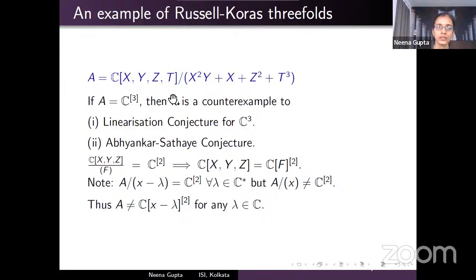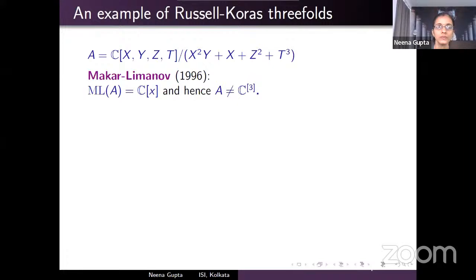Here, if I call this polynomial F, sorry, if this ring A is a polynomial ring in 3 variables, and small x denotes the image of capital X, then all the non-zero fibers, x minus lambda, are the affine 2-space. However, clearly the fiber for x equal to 0 is not a polynomial ring, therefore this x cannot be a coordinate for any lambda, and hence that would be a counterexample to the Abhyankar-Sathaye conjecture.